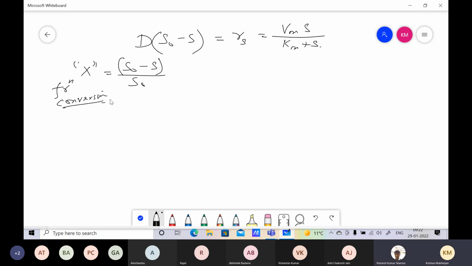So what do we get in terms of it? So this first term here becomes D S naught X. Okay? Are you with me till now? That's obvious, right? And what is S equal to? S is equal to S naught into 1 minus X.